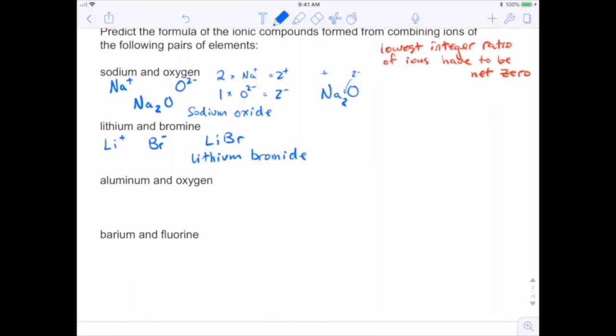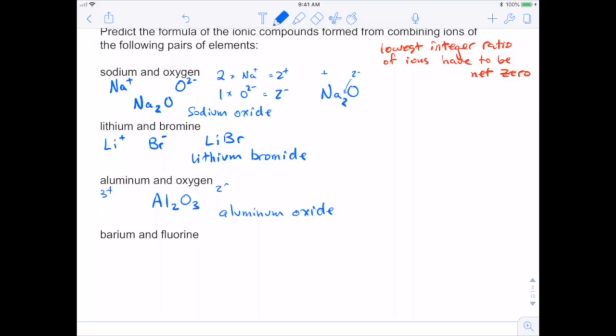Aluminum and oxygen, I think we just did that on the slide above, so we don't need to do that one again. All right, just to remind you, that's going to be Al2O3, because the aluminum was a 3 plus and the oxygen was a 2 minus. And this would be called aluminum oxide. How about barium and fluorine?